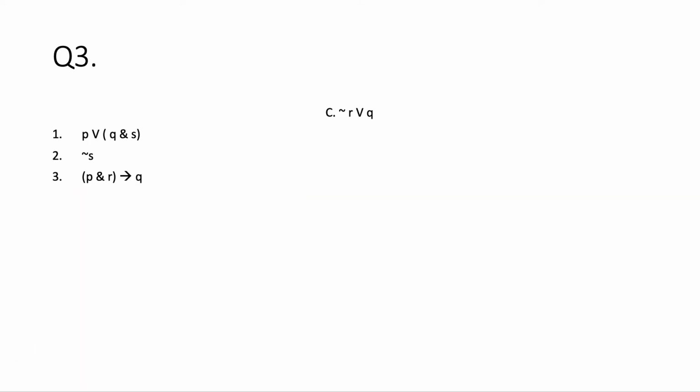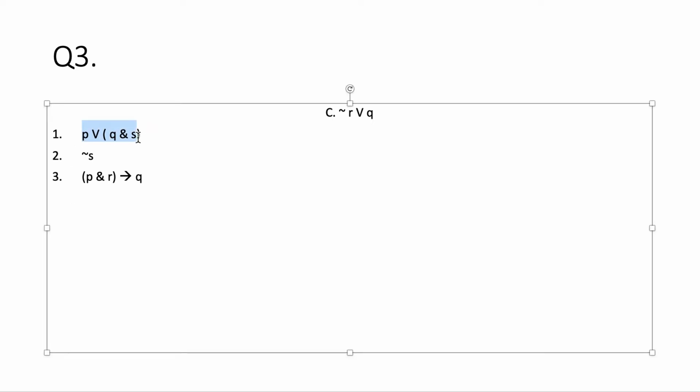Okay, third question. All right, 3 premises again. What I'm looking at first up is premise number 1. It's a disjunct, but one of the disjuncts is a conjunction.